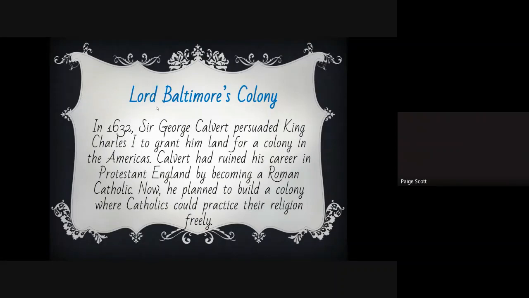So the first section of 2.5, we will be talking about Lord Baltimore's colony. So in 1632, Sir George Calvert persuaded King Charles I to grant him land for a colony in the Americas. Calvert had ruined his career in Protestant England by becoming a Roman Catholic. Now he planned to build a colony where Catholics could practice their religion freely.